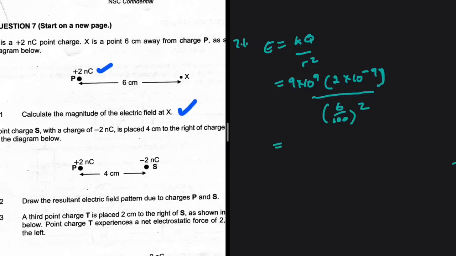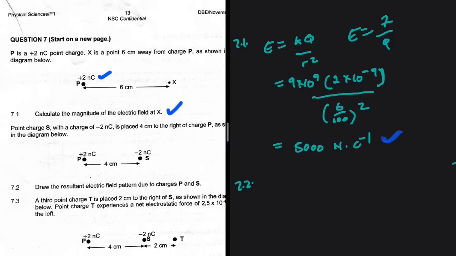Now I just need to press my calculator. So 9 times 10 to the power 9 multiplied by 2 times 10 to the minus 9, over 100, and we square that. I get 5,000. So we have 5,000. What is the SI unit? We know that E is equal to F over Q, right? So the SI unit is newtons per coulomb. That is 7.1. Let's take a look at 7.2.